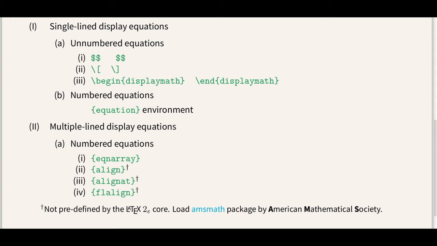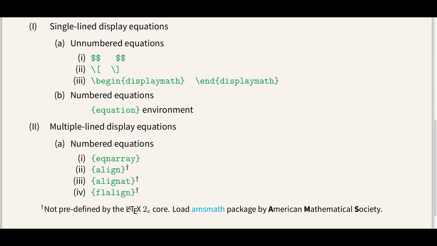The last three environments are defined inside the package amsmath, so we need to load the package amsmath in the preamble. There is one item remaining, the unnumbered scheme. A numbered display equation can be simply changed to unnumbered by adding an asterisk symbol to the environment name, as equation star, eqnarray star, align star and so on.